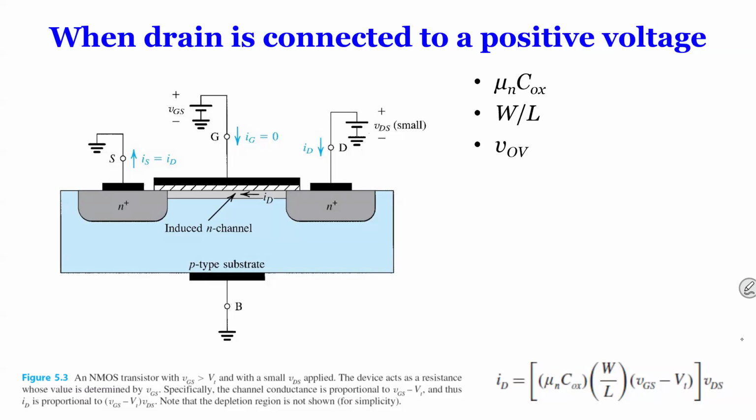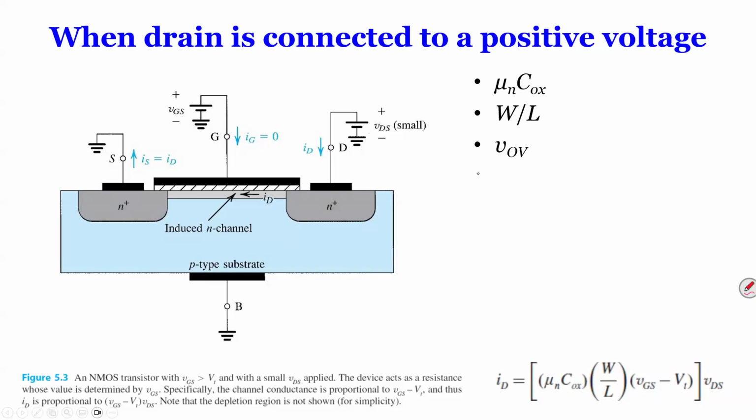Now imagine that this VGS has to be large enough so that the channel is forming. If you apply a voltage that is too small, some electrons are going to move to the channel, but it's not enough to form this continuous flow. Therefore, you will not have current. So that voltage is called the threshold voltage, VT.